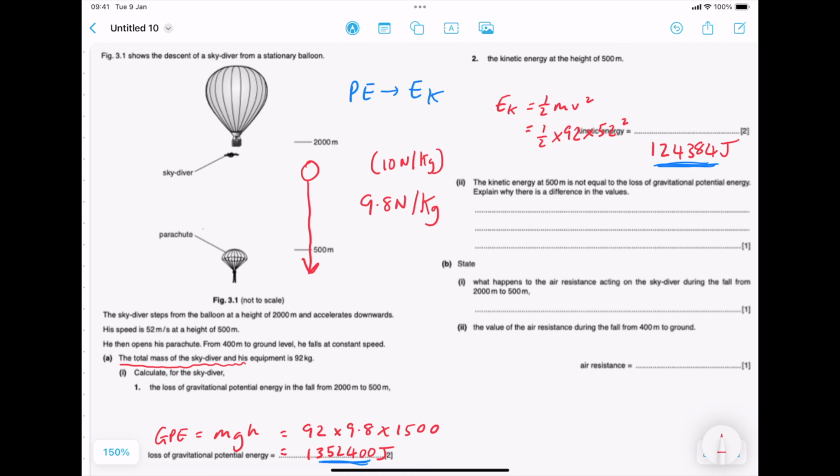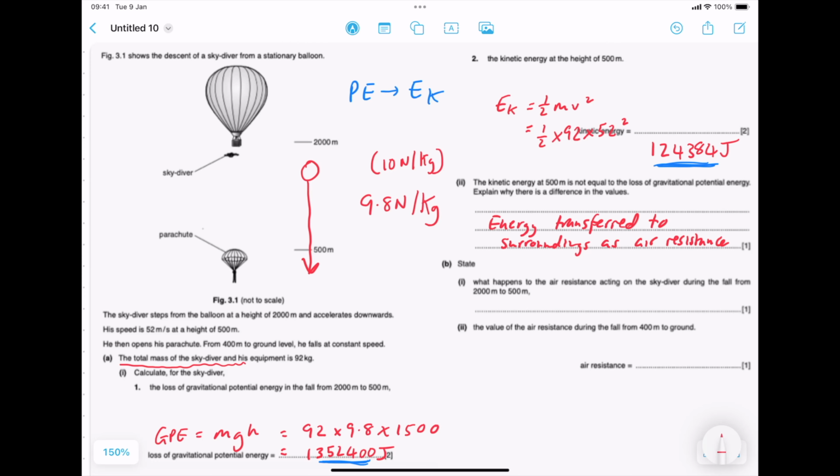That's exactly what I'm going to put down. So there will be energy transferred to surroundings as air resistance, which, as I said, is a form of friction, and friction is a form of heat. And that difference has gone to the surroundings as heat. There will be some noise as well, and so on.